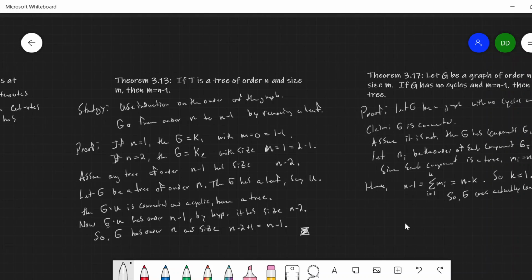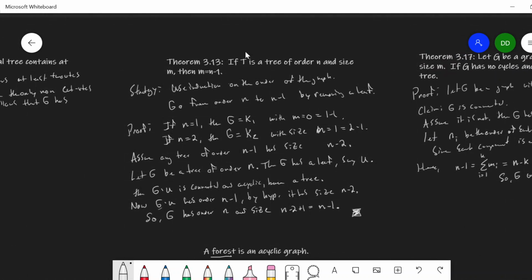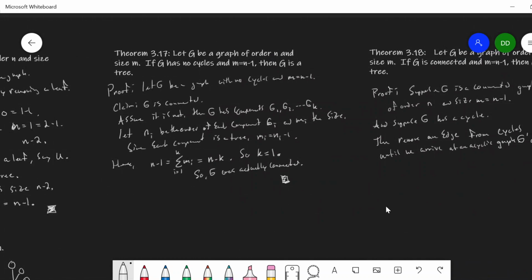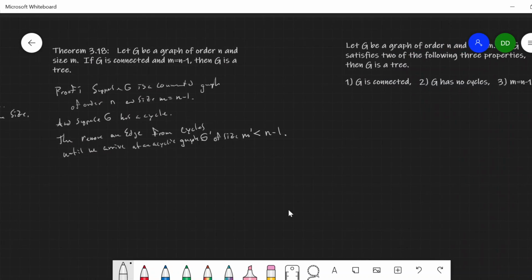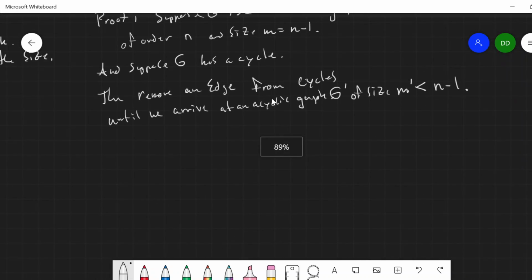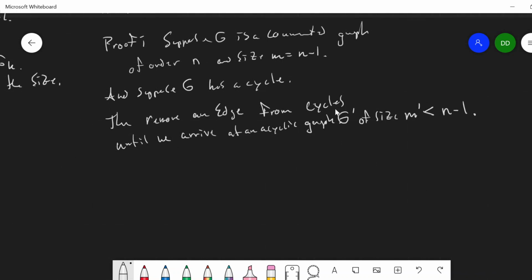Let me grab that previous theorem, 3.13. So I started with a graph of size m equals n minus 1. I arrived at a tree. I just removed cycles, preserving the connectedness of the graph, and I have size less than n minus 1, so this contradicts theorem 3.13, and that proves it.